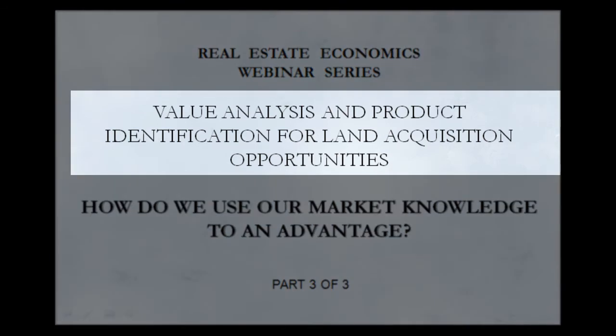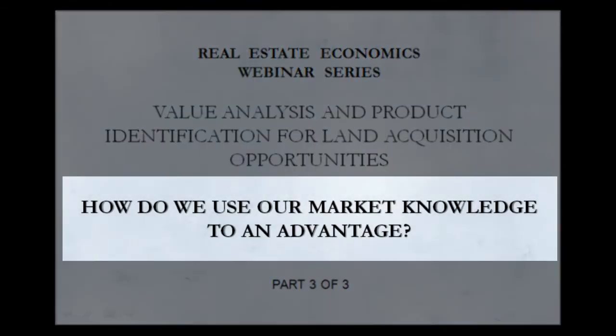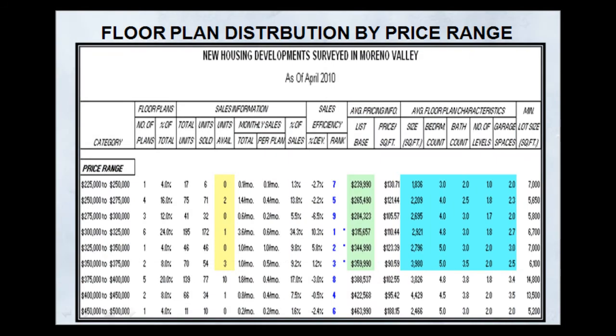This week, Real Estate Economics is covering value analysis and product identification for land acquisition opportunities. At this point, we're going to consider how we use our market knowledge to our advantage. Just briefly recapping, we've seen this market has very little activity underneath $225,000 for new homes. Really under $300,000 there are very few floor plans and still fewer units under construction. We're going to target those lower price ranges.